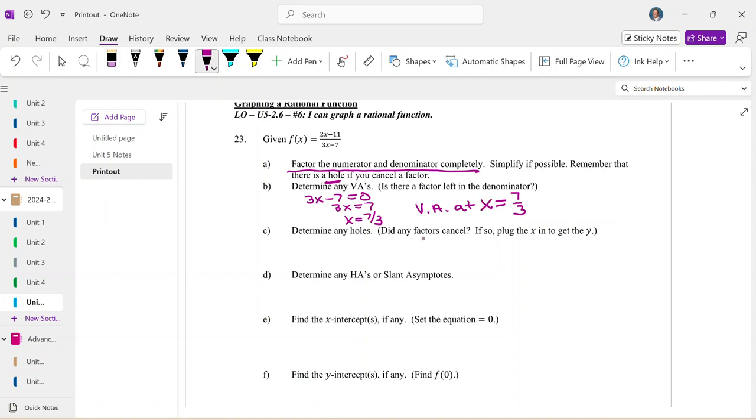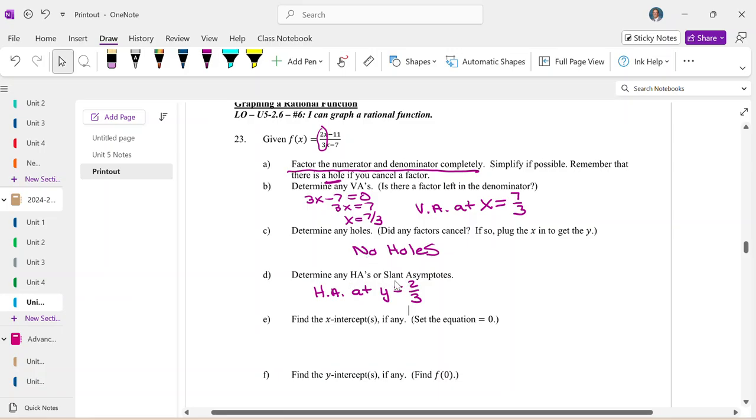Determine any holes. Did any factors cancel? Well, we didn't cancel anything here, so there are no holes in this case. Determine any horizontal asymptotes or slant. If there is no horizontal, there's going to be a slant. But here, the degrees are the same. They're both 1. So that means for the horizontal asymptote, you divide the leading coefficients. So the horizontal asymptote is y equals 2/3. There won't be a slant asymptote because there's a horizontal. There's going to be one or the other. There can't be both.